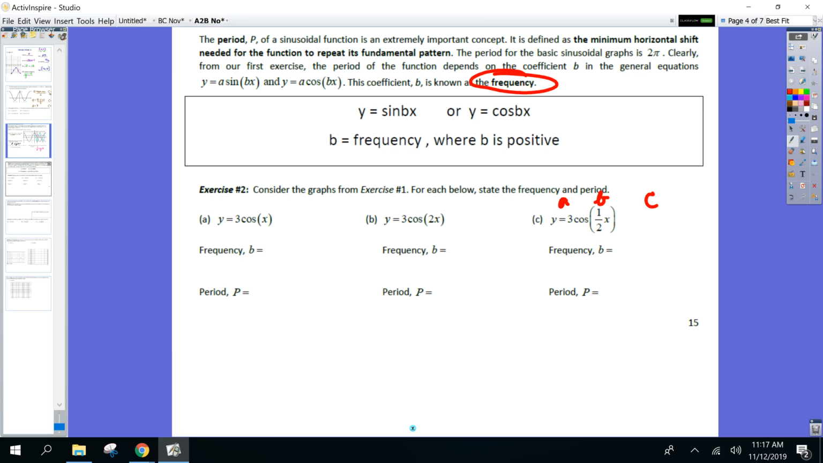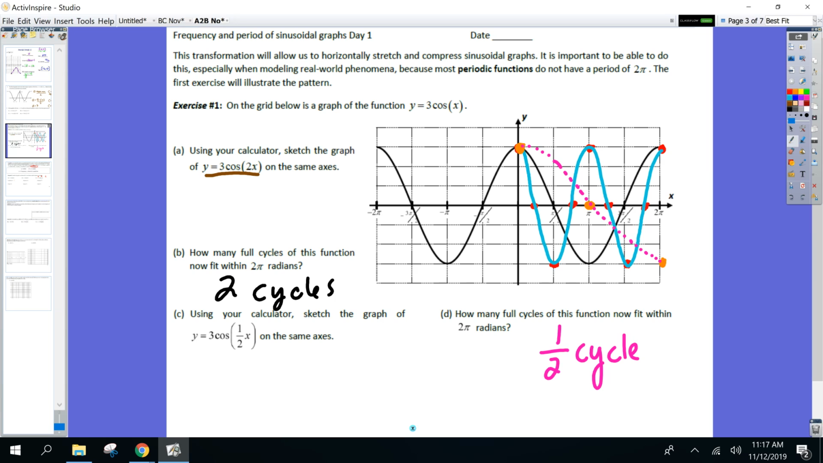All right, let's see if we can put all this together before we end it. So our first graph, y equals 3 cosine x. What was my b value? What was the number in front of the x? 1. And that's how many curves we saw. Period. How long did it take to make that original curve? Still 2 pi, right? That didn't change.